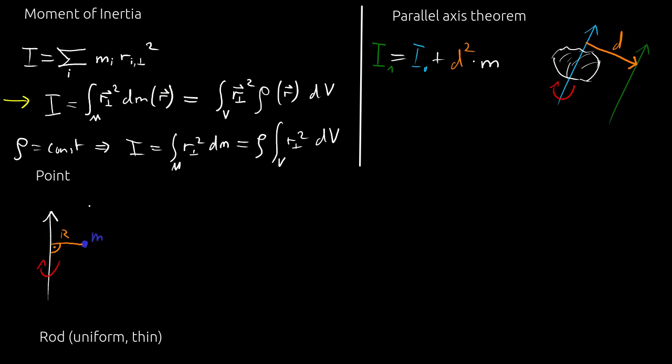Okay, so let's calculate the moment of inertia for a point. Here we can use the very simple definition up here, and we just sum over all masses and their corresponding distances to the axis. I equals m, since the only mass that contributes is m, and the corresponding r value is capital R. We square that, and that's it for the point.